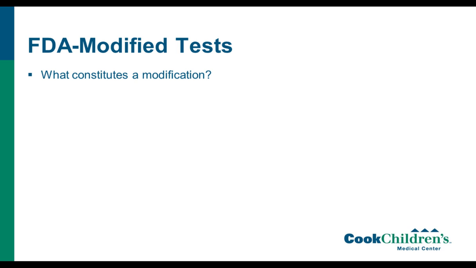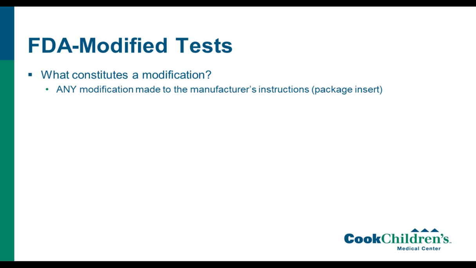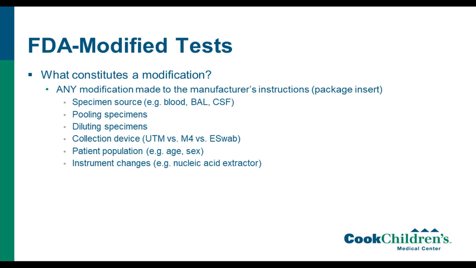In regards to FDA-modified tests, what is it that constitutes a modification? Basically, it's any modification that's made to the package insert. And these include things such as specimen source. So if the test is only FDA cleared for CSF, but you want to validate it in-house for blood and BAL to test patient specimens, now that's FDA modified or off-label, and it's treated as a laboratory developed test. This also includes things like pooling specimens, diluting specimens, changing the collection device. So if it's approved for universal transport media and you want to use M4, which is a different type of viral transport media, that's off-label.